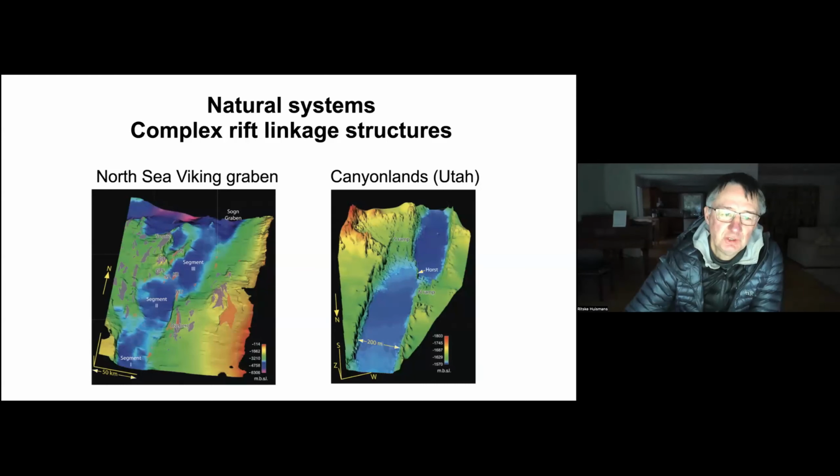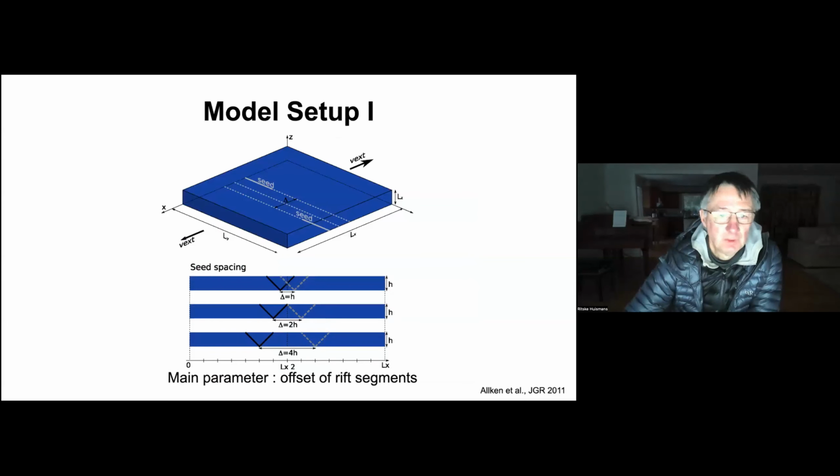The North Sea is obviously a lithosphere scale rift. Canyonlands is a very thin sequence, around 800 meters of sandstones that are extended. But basically, we see similar features. And for this, we need 3D models to understand how these rift segmentations might evolve.